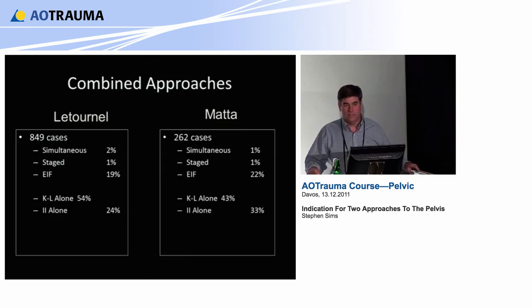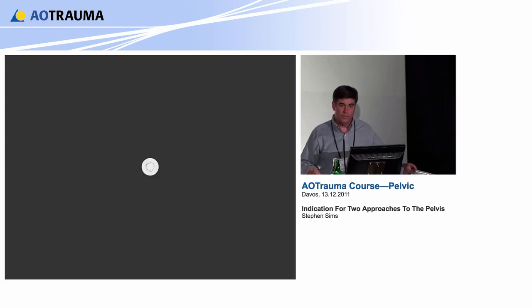If we look at the incidence of these and how often they're done, we can see from 2 large series, from Letournel and from Matta, that it's about 2 or 3% of the patients that will end up having 2 approaches done for fixation of a fracture. So it's an uncommon thing to do, but again, what we'll try to talk about is when we might do that. So which approaches do we use?